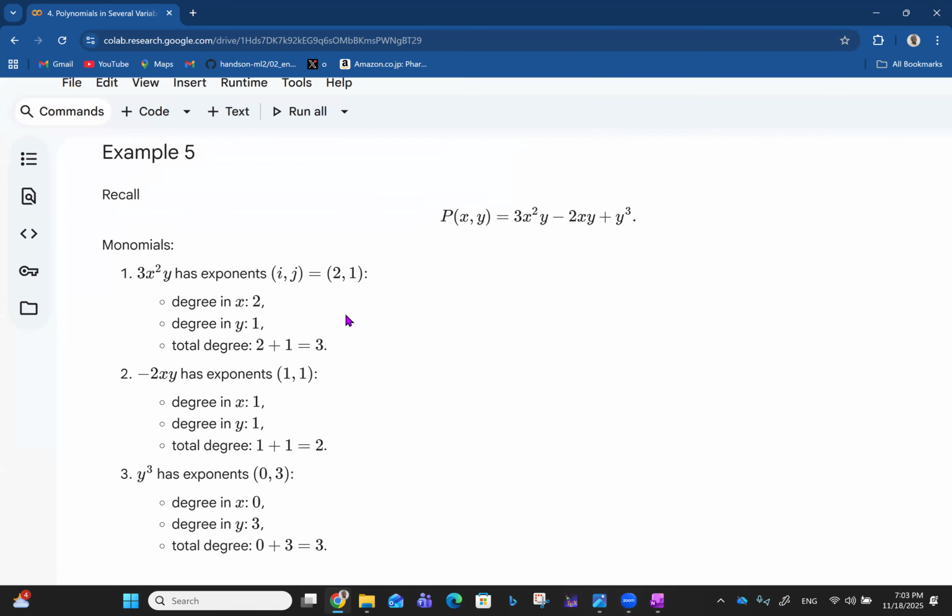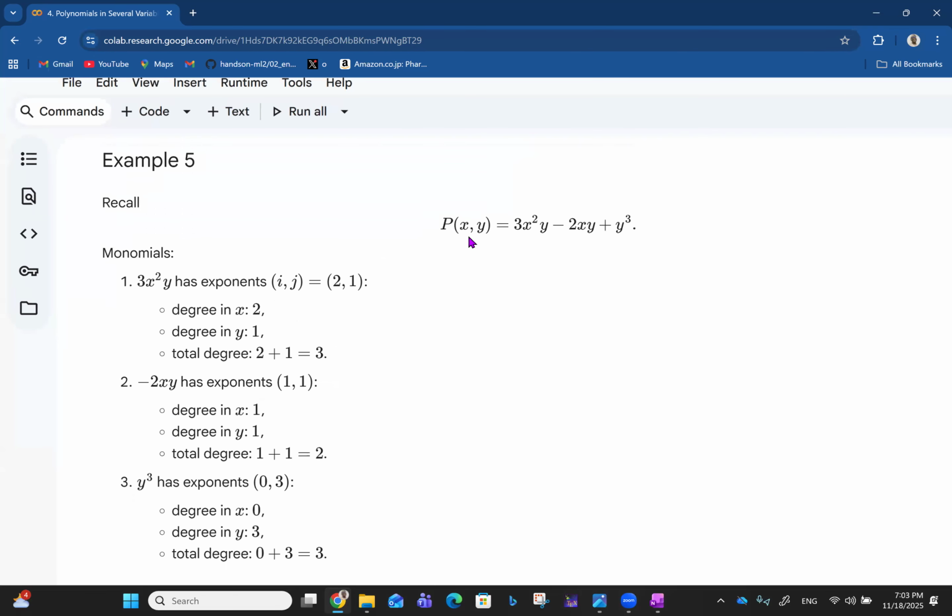Okay, so we have example 5 now. P of x comma y is 3x squared y minus 2xy plus y cubed. So you have the following monomials. 3x squared y has exponents i, j, which is 2 for x and 1 for y. So the degree in x is 2, the degree in y is 1. Total degree is 2 plus 1, that's 3, easy, okay?